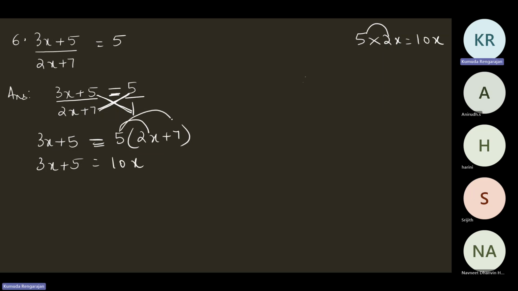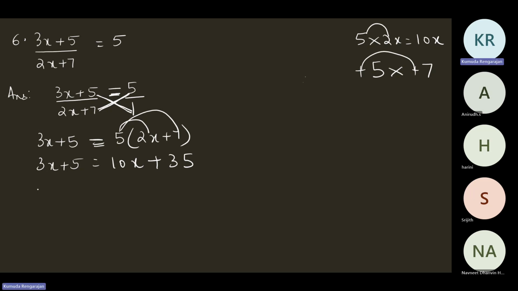Now multiply 5 and 7. 5 into 7. What's the sign carried by 5? Plus. And 7 plus. So plus into plus, plus 5 into 7, 35. Multiply the signs and then multiply the numbers 5 and 7. So now we see that we have 4 terms, 2 terms on the left hand side, 2 terms on the right hand side. There are 2 x terms. So gather the x terms.